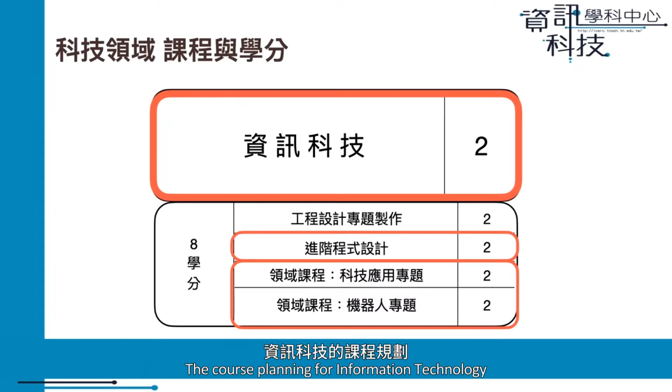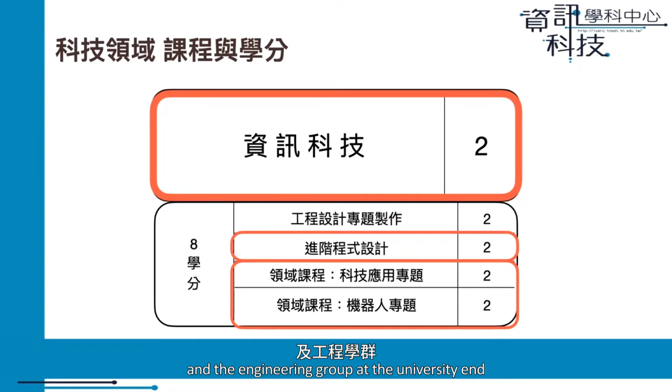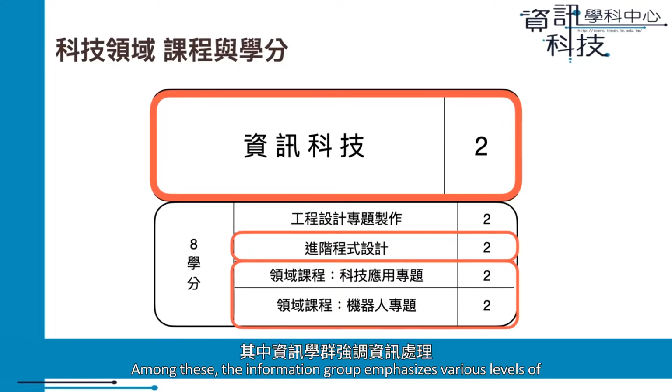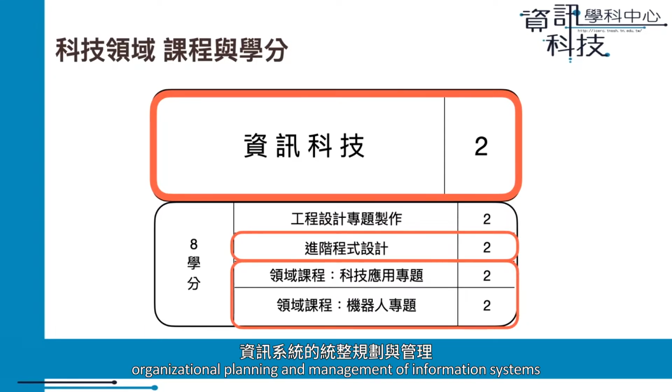The course planning for information technology can mainly connect to the information technology group and the engineering group at the university end. Among these, the information group emphasizes various levels of theoretical and practical skills regarding information processing, including computer program design and system computer hardware and software structure, network setup, information security, organizational planning, and management of information systems.